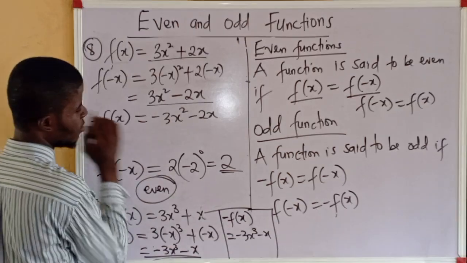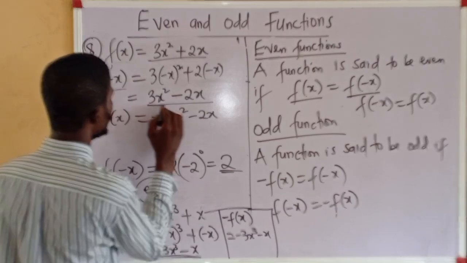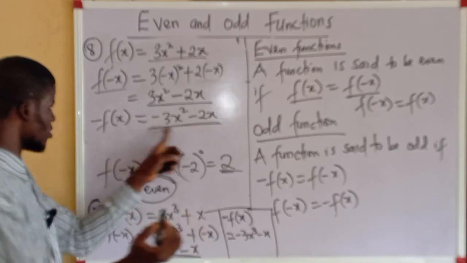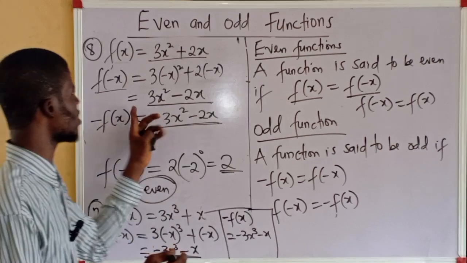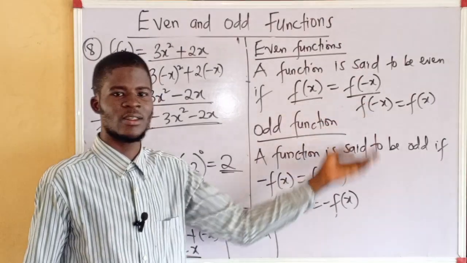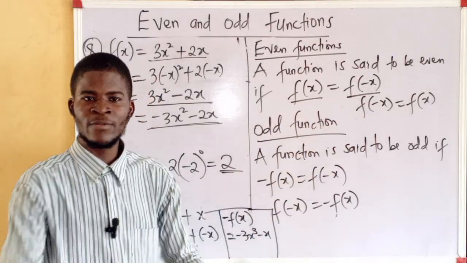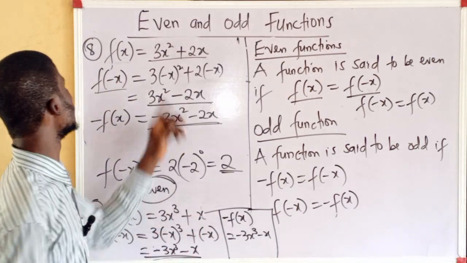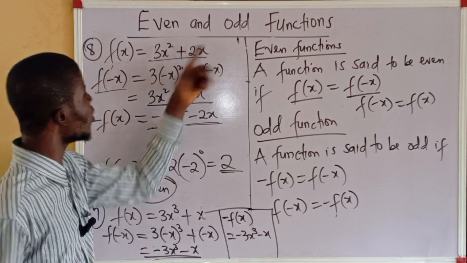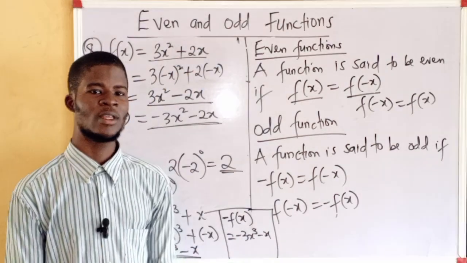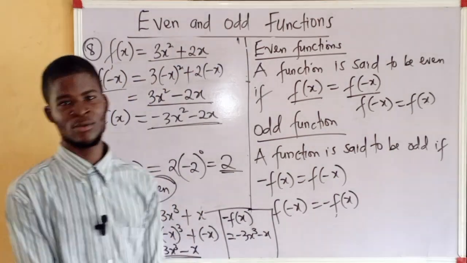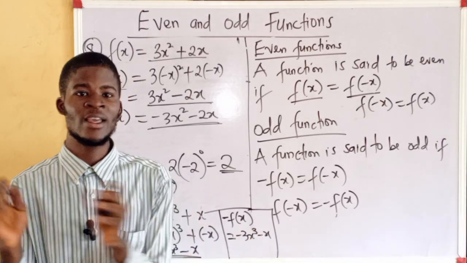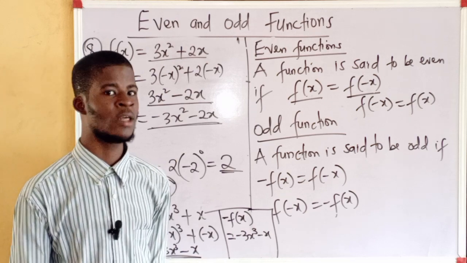But f of minus x here, which is this, is not equal to minus f of x, which is this. So the function does not satisfy evenness and oddness. So it is neither even nor odd. The point is that the function is having even and odd powers. So if a function has in combination even and odd powers, the function is actually a function that is neither even nor odd. That is the point.